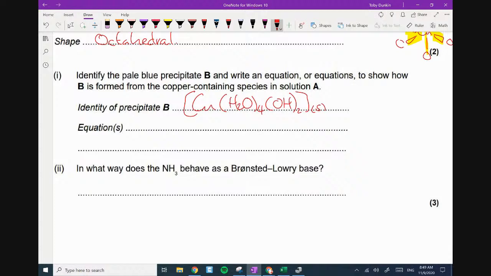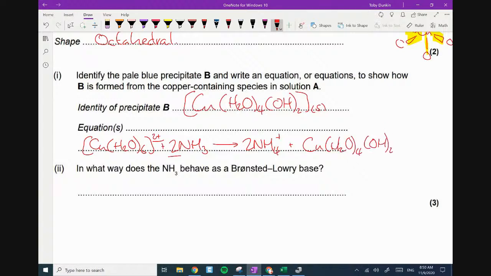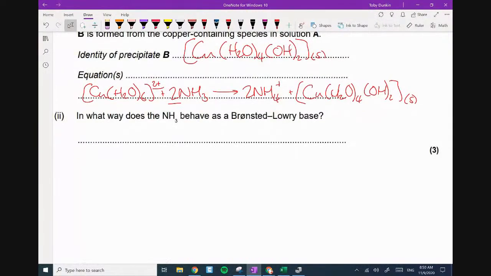And the equation, everything starts off hexaaqua. Cu(H2O)6 2+, reacting with 2 ammonias. Remember that in the equations, the number in front of that species will always match. I'm going to form 2 NH4+ and Cu(H2O)4(OH)2 precipitate. And just a reminder, any complex without a charge will be a precipitate. It's great rules.